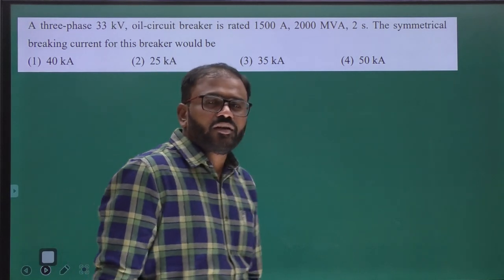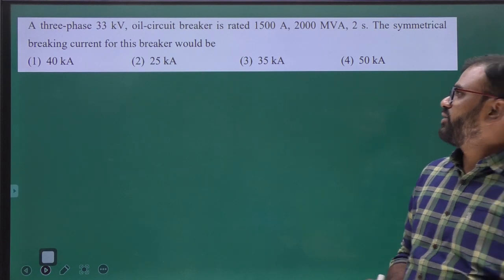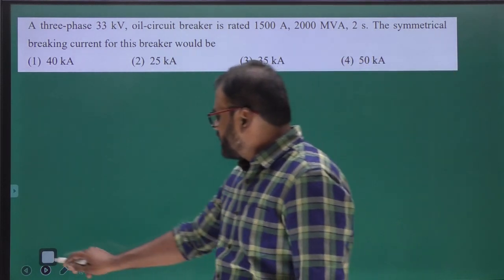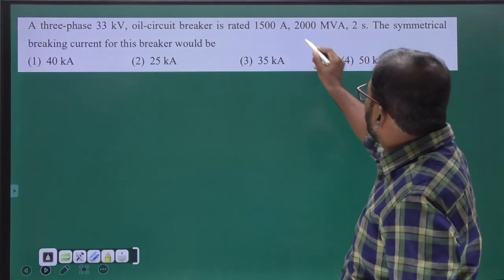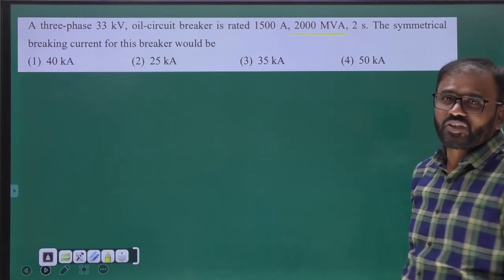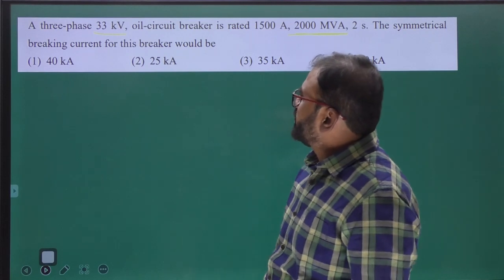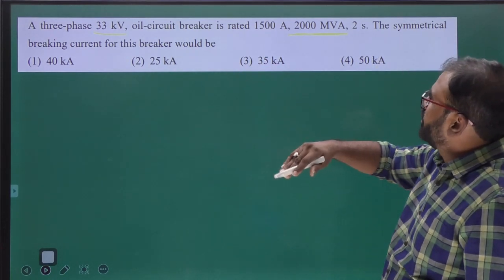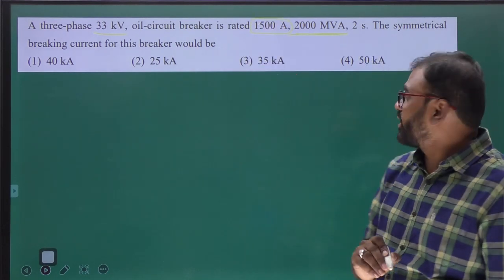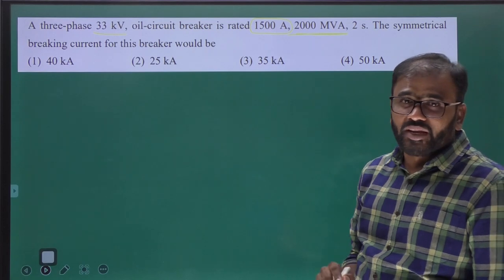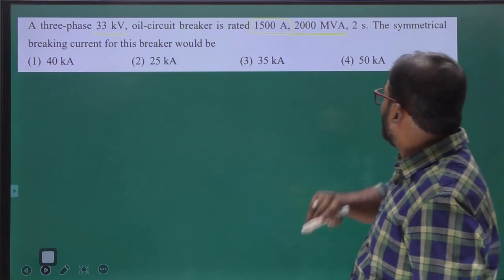This question is asking us to calculate the symmetrical breaking current. In this question it is clearly mentioned the symmetrical breaking capacity. Whatever MVA rating of the breaker is given, that is by default the symmetrical breaking capacity. And the rated line voltage is also given. It's a 3-phase 33 kV oil circuit breaker rated 1500 ampere. This 1500 ampere is nothing but the continuous current rating of the breaker. It's not a breaking current. Now this 2000 MVA by default is the symmetrical breaking capacity.